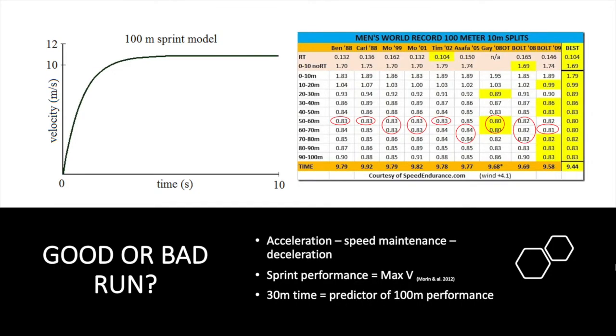So good or bad run. A run is composed of 3 main phases: acceleration, speed maintenance at maximum velocity, and deceleration. A lot of researchers, especially JB Marin, showed that sprint performance is actually correlated with maximum velocity, but maximum velocity is a resultant of the acceleration phase. As we can see, the top speed and top splits for world 100 meters records are all around 50 to 70 meters. So it means all what happens before 50 meters is acceleration.